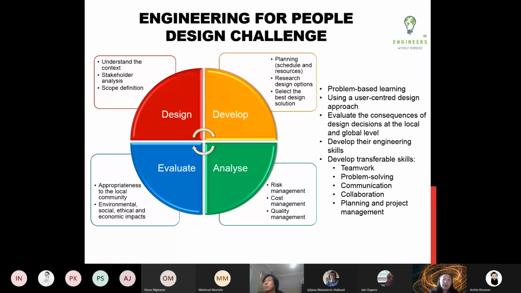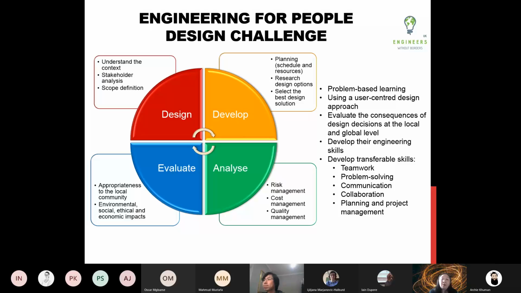So why introduce this design challenge with project management? We believe that there are strong synergies between the design process and the tools and concepts of project management. So for example, here in the circle, we present the different design stages, and in the squares, we present the different tools of project management. One of them is problem-based learning, so the students can deal with real problems that have their own constraints in different local communities. In the design stage, it's very important that they understand the context and analyze the stakeholders to define the scope of their project.